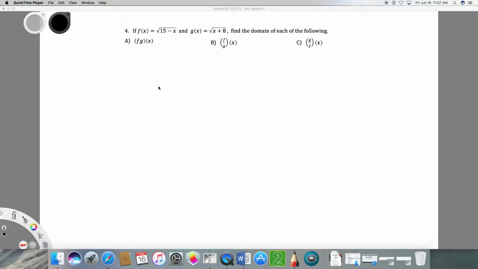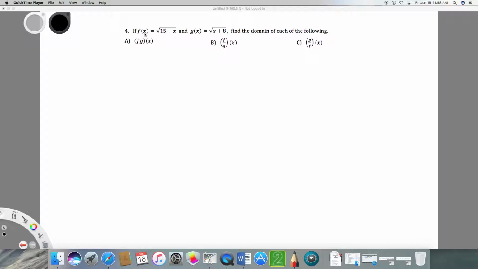Let's take a look at this problem. They give us two functions f and g, and they ask us to find the domain of this new function if you take the product of f and g, and of this new function if you take the quotient. So in every case here, we're going to have to find the domain of f and the domain of g. So let's start out by doing that.